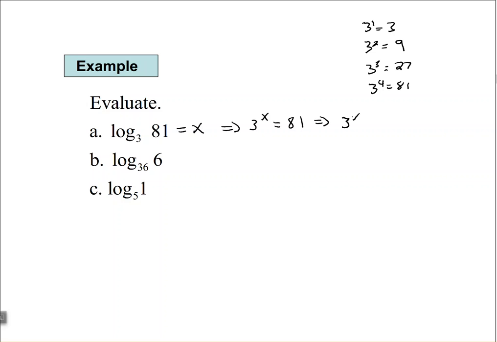So 3 to the power of x equals 3 to the fourth power. Now the reason I do that is because if they have the same base, then the exponents have to be equal as well. So I can simplify this now by saying x equals 4 by setting the exponents equal to each other. So log base 3 of 81 is equal to 4.